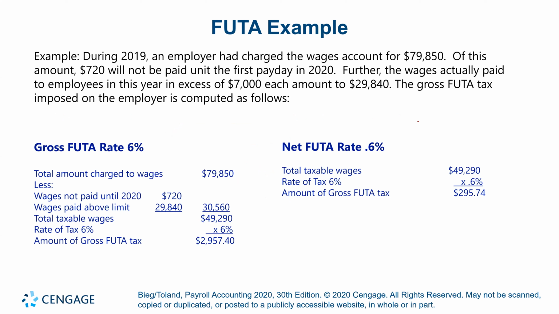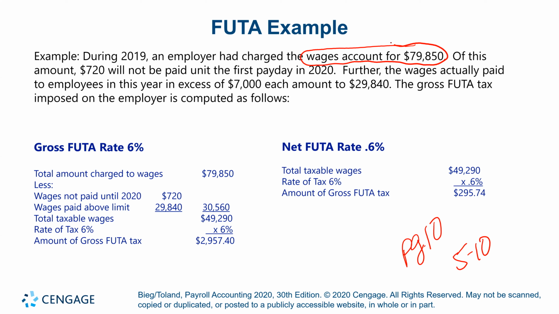Okay, so here's an example, and this is an example that I typed into the slide out of your book so we could look at it together. This is on page 10 of your textbook, Chapter 5, page 10. It says, during 2019, an employer had charged the wages account for $79,850. So this is our total wages. Of this amount, $720 will not be paid until the first payday in 2020.